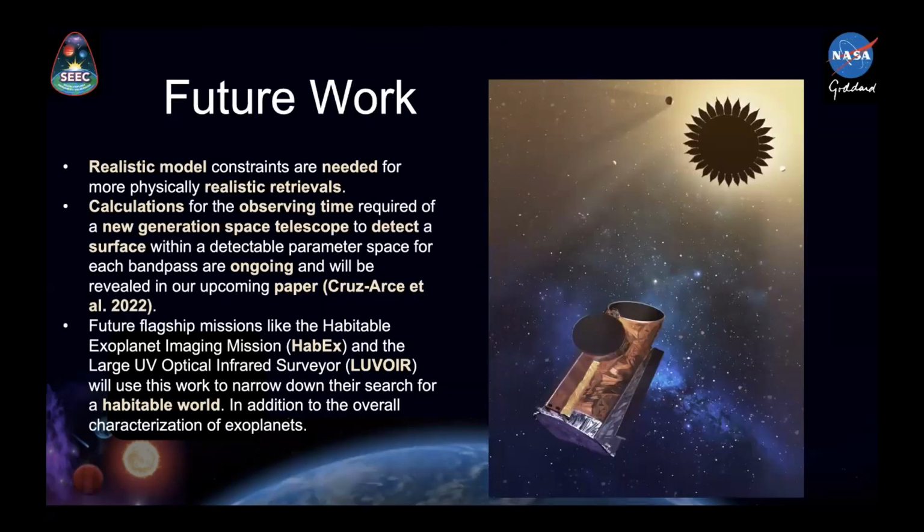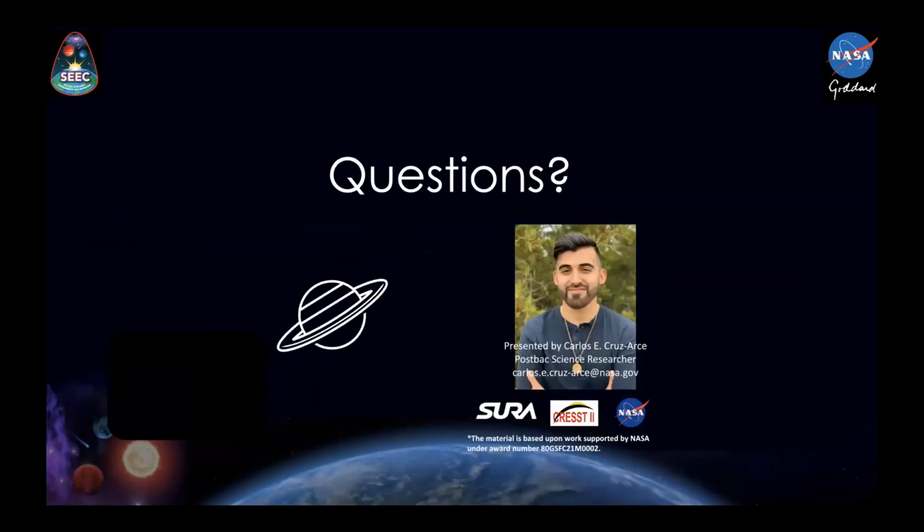There is still ongoing work to determine just how realistic all of these models are. We need to make some more constraints to make these retrievals a lot more realistic. The next thing we'll do after that is calculate the observing time required for one of these new generation space telescopes to actually detect a surface on one of these exoplanets. And future flagship missions like HABEX and LUVOIR will hopefully be able to use this work to help humanity find and characterize exoplanets and hopefully find life someday. Thank you. Any questions?